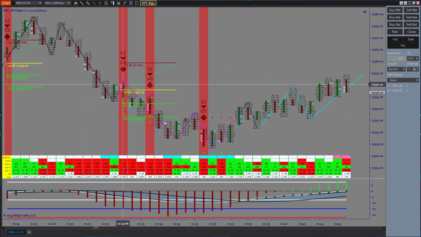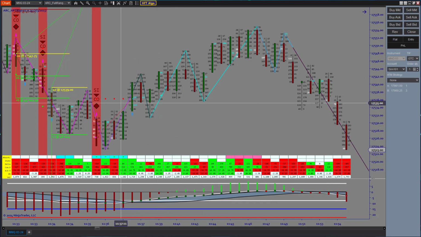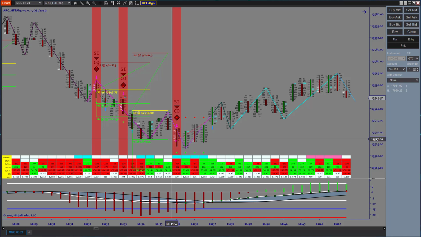Yeah, momentum's down, structure's down. Clean trade. Could have gotten 40 out of this one. And then this one here, we got another trade back to back that we got 20 and we could have gotten 48. Then we have another one here.